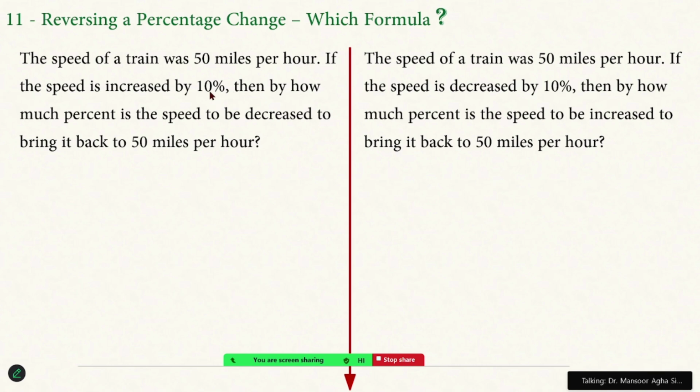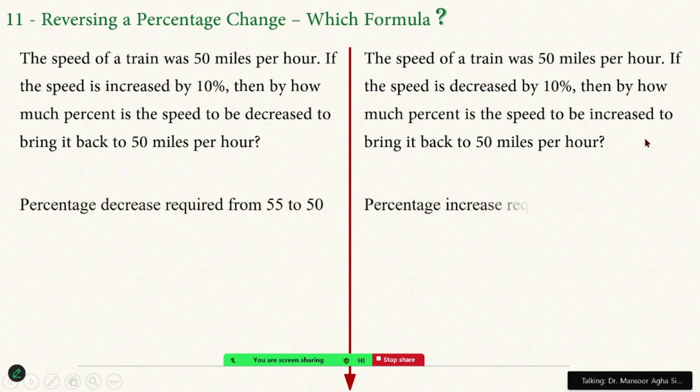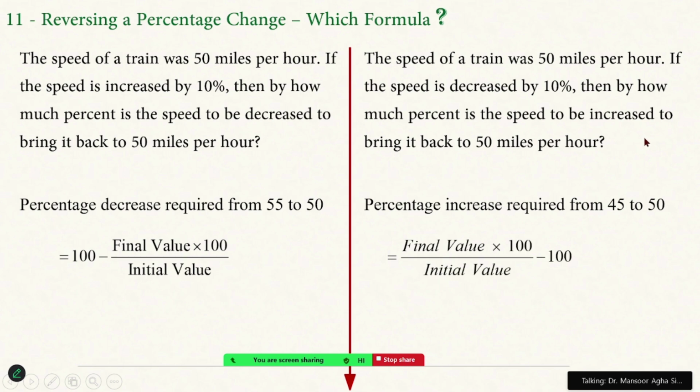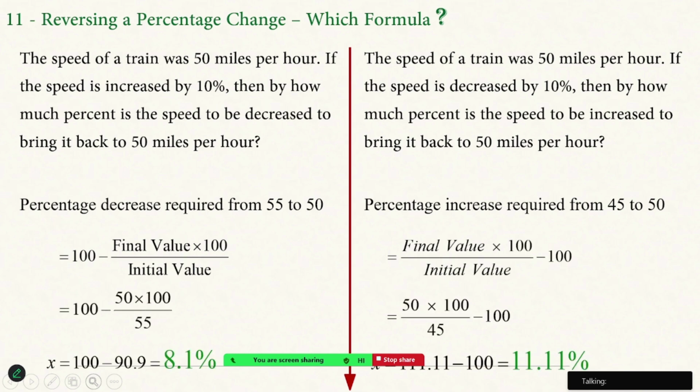So here, where the speed had been increased, we had to do a percentage decrease. Here, where the speed had been decreased by 10%, we will have to do a percentage increase. These were the two solutions for both of these questions. This is still a wrong value. It should be 9.1.